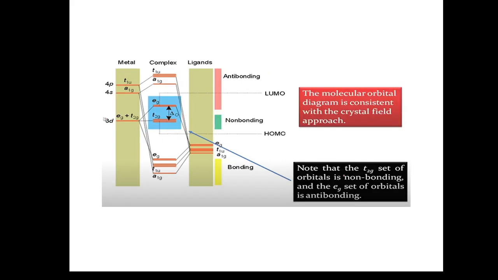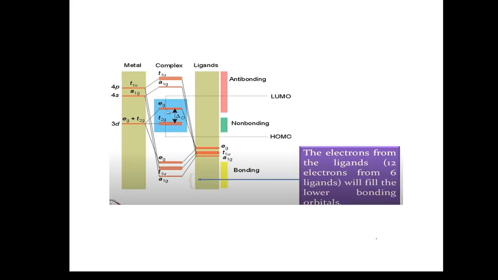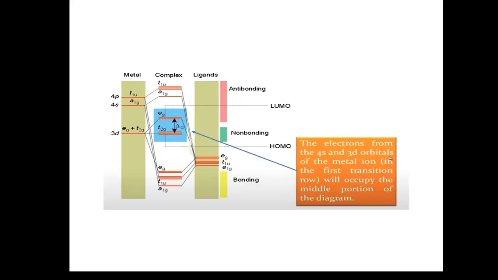So we can say, note that the T2g set of orbitals is non-bonding and Eg is antibonding. That is the important thing. But in crystal field theory, we haven't considered which is bonding and which is non-bonding. But ligand field theory explains that T2g is the non-bonding orbital and Eg is the set of antibonding orbitals. And then the important thing is that all the 12 electrons from the ligands can be accommodated below the non-bonding level, in the bonding orbitals lower than the d orbitals.